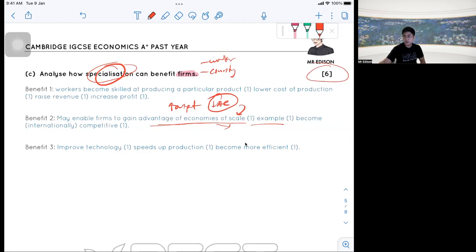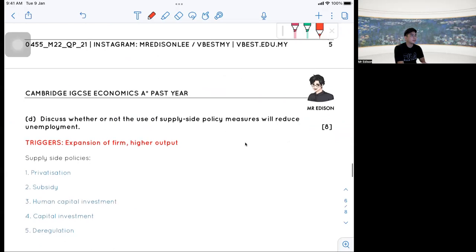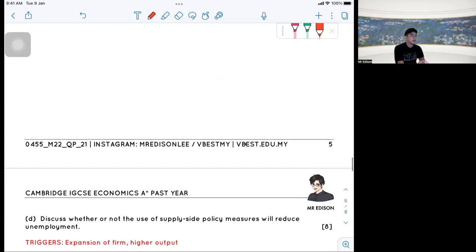Alright, take a screenshot. 5, 4, 3, 2, 1. Alright, so let's go. We have this one, discuss question. Okay, why not like this? I'm not going to do anything. You guys think about it. I have a trigger for you already.